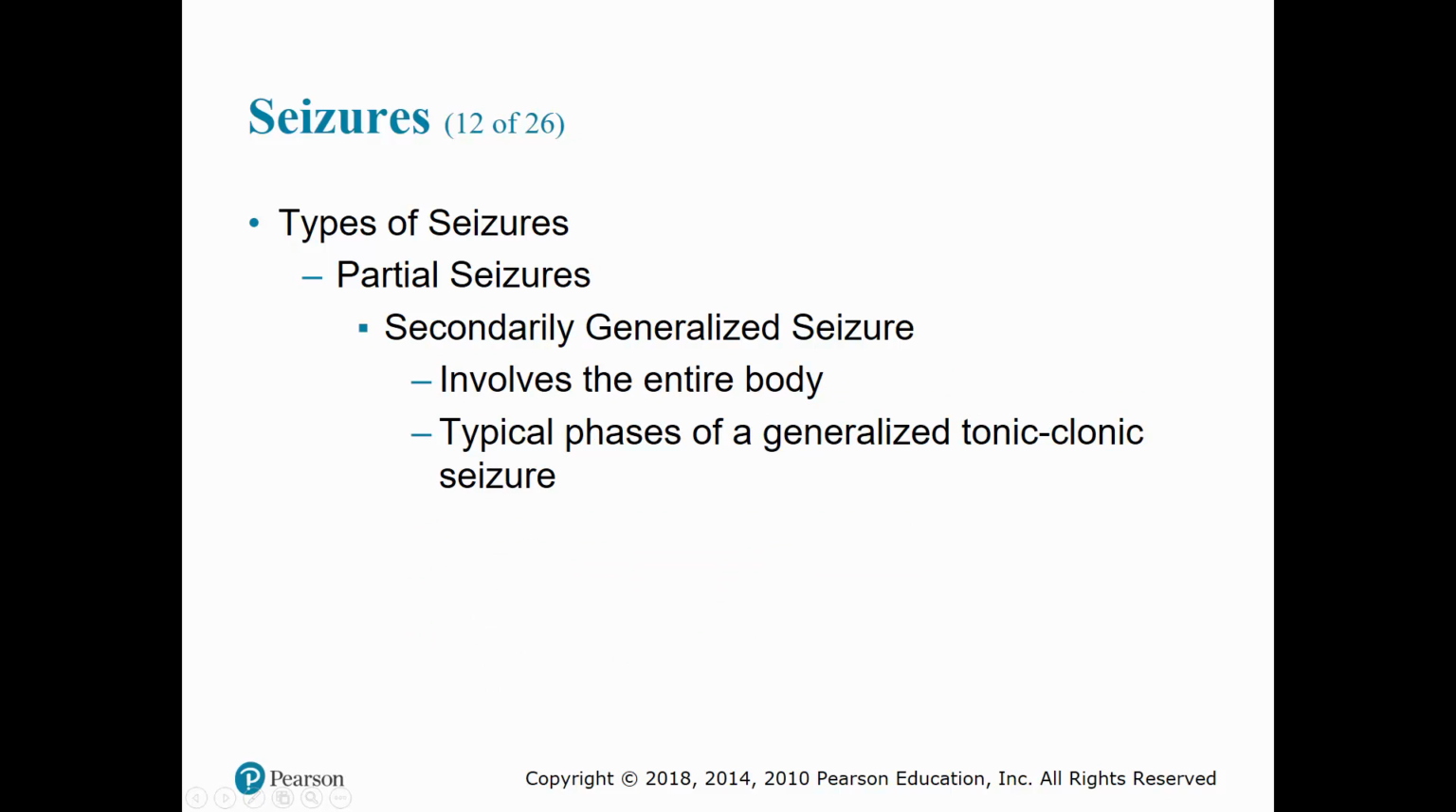All right, secondary generalized seizures occur when simple partial or complex partial seizure activity spreads to both sides of the brain and involves the entire body. The seizure activity may spread from one area of the body to another and sometimes progresses to a generalized tonic-clonic seizure, which begins with stiffening of the muscles. Then the patient goes through those stages that we talked about earlier. It could last longer than 5 minutes. It must be treated as a status epilepticus seizure.